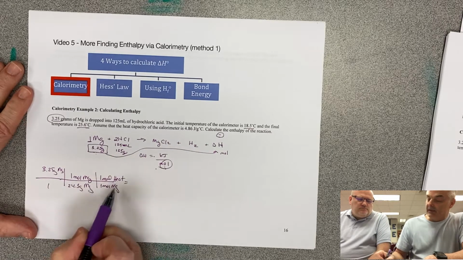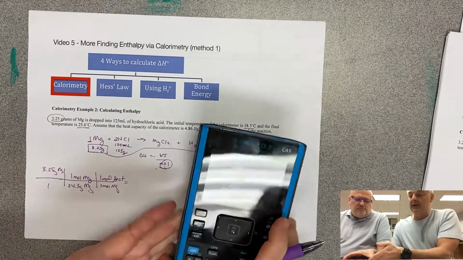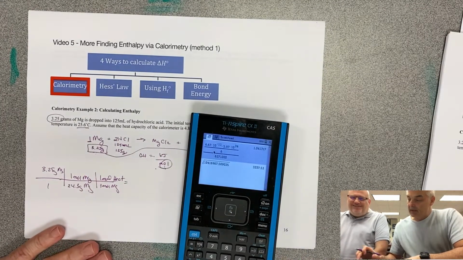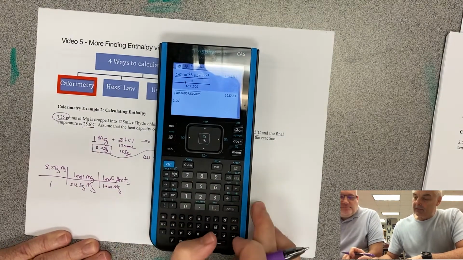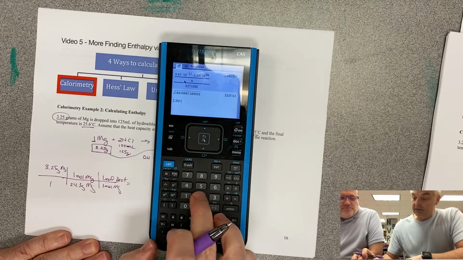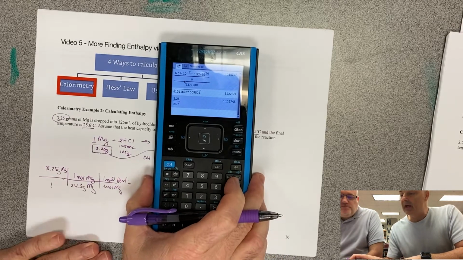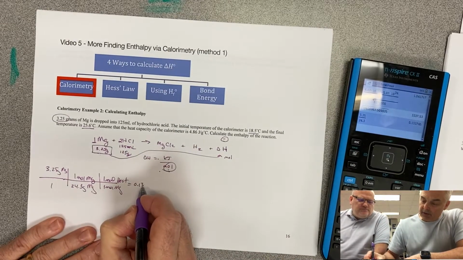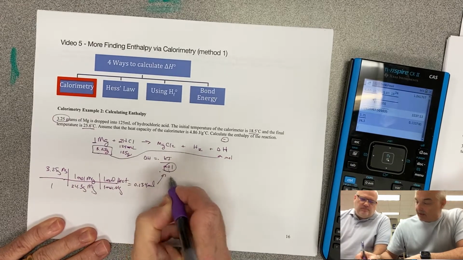This will get us our moles. So now I get my calculator out, and I take 3.25 divided by 24.3. That's it. There's no other number, so we'll get 0.133, or 0.134, rounding up. So that's the number that's going to go here.